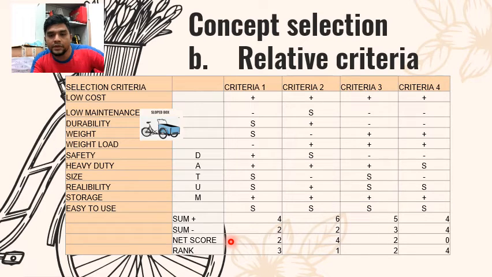From the result, we can find that the rank of the criteria is: number 1 is criteria 2, number 2 is criteria 3, number 3 is criteria 1, and the last is criteria 4. From the result, criteria 4 needs to be avoided, and criteria 1 to 3 can go on to the other selection for the final project.